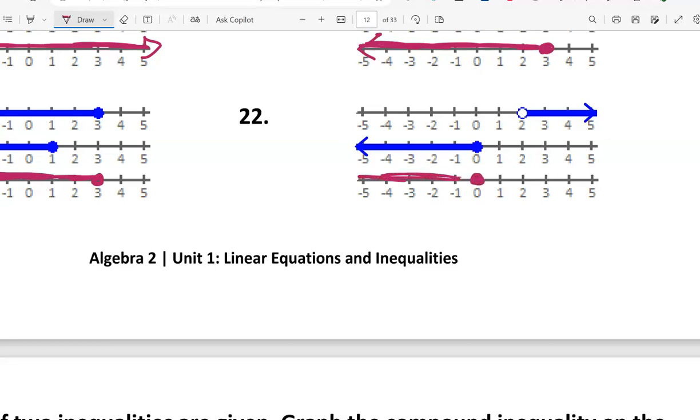In number 22, the combination of those two sets is a disjoint set. That is, we've got two parts that don't necessarily join together. So we're just missing the numbers in between 0 and 2.